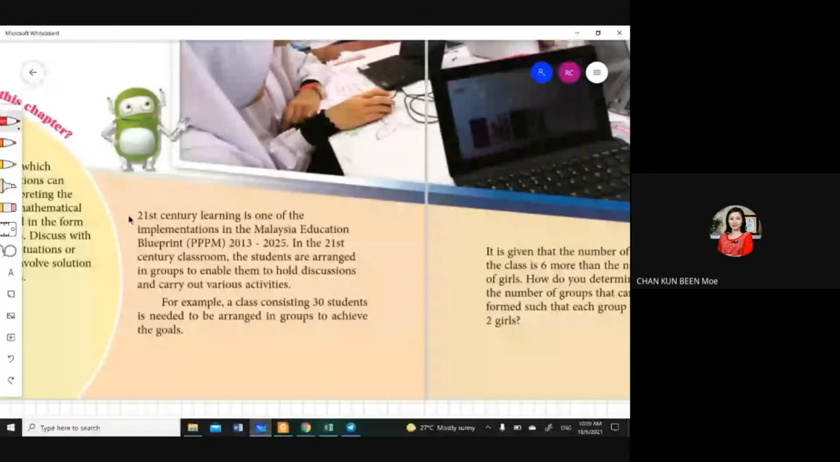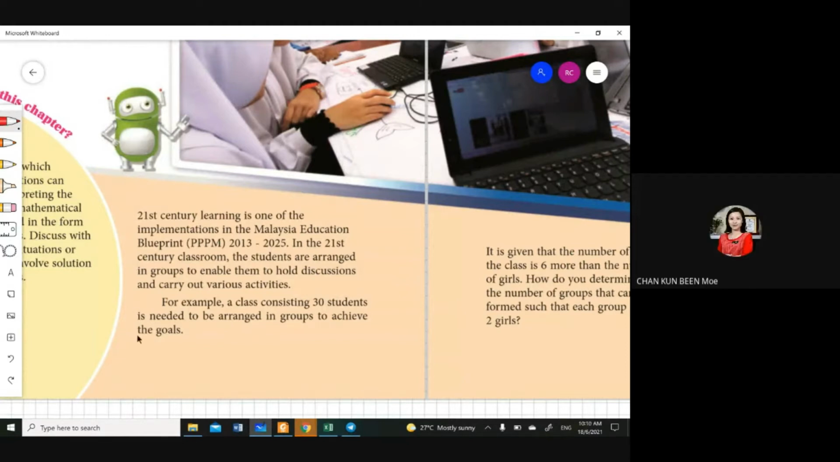21st century learning is one of the implementations in the Malaysia Education Blueprint (PPPM) 2013 until 2025. In the 21st century classroom, the students are arranged in groups to enable them to hold discussions and carry out various activities. For example, a class consisting of 30 students is needed to be arranged in groups to achieve the goals.